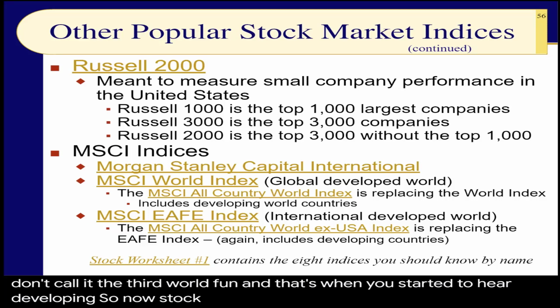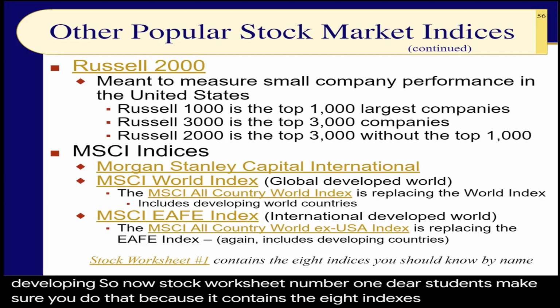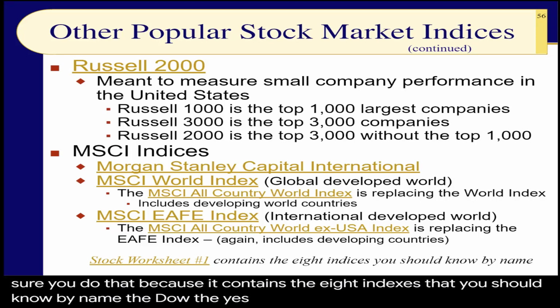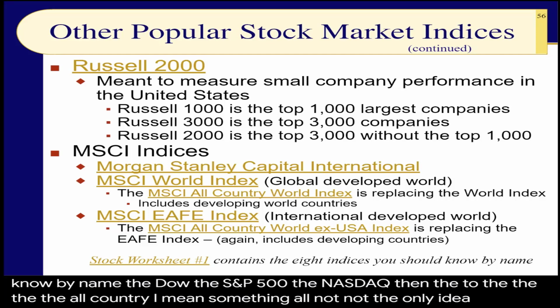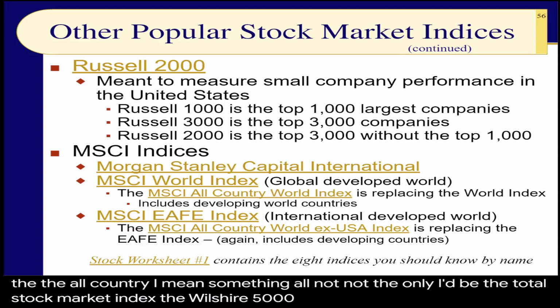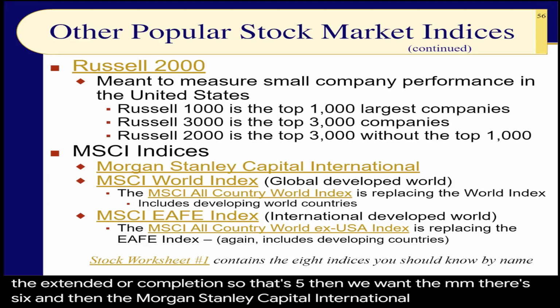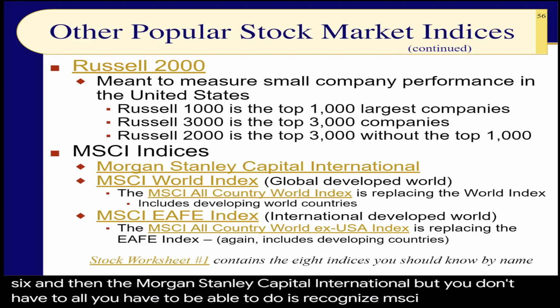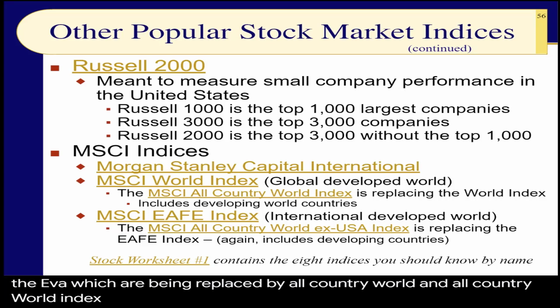So now, stock worksheet number 1, dear students. Make sure you do that because it contains the 8 indexes that you should know by name. The Dow, the S&P 500, the Nasdaq. Then the total stock market index. The Wilshire 5000, the Wilshire 4500, the extended or completion. So that's 5. Then we want the Russell 2000. There's 6. And then the Morgan Stanley Capital International, but all you have to be able to do is recognize MSCI, the World, and the EFA, which are being replaced by All Country World and All Country World Index ex-USA.